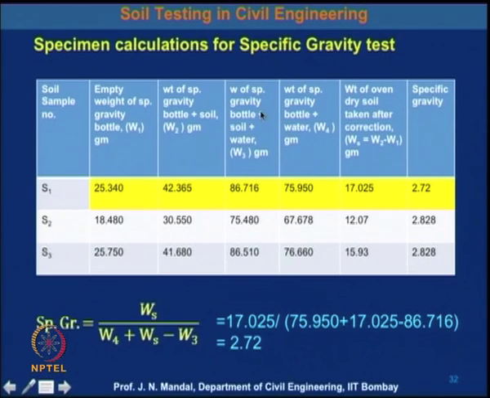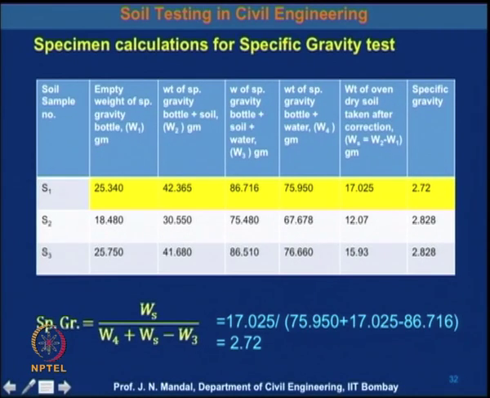Then you take the weight of the specific gravity bottle plus soil, that is W2 in gram, 42.395. Then the weight of the specific gravity bottle plus soil plus water, W3 in gram, is 86.716. The weight of the specific gravity bottle plus water, W4 in gram, is 75.960. Then the weight of the oven dried soil taken after the correction, Ws, is equal to W2 minus W1, this is 17.025. So, then you can calculate the specific gravity and this is 2.72.